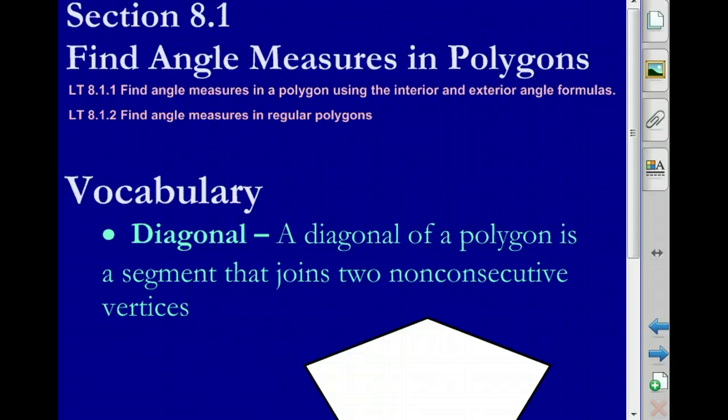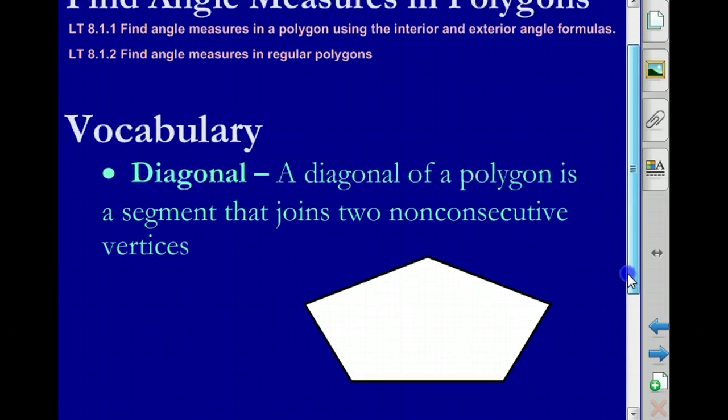We are doing section 8.1, find angle measures in polygons. So two learning targets today. One is finding angle measures in polygons using interior and exterior angles. And the other learning target is finding angle measures in a regular polygon.